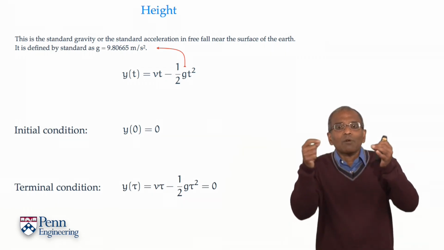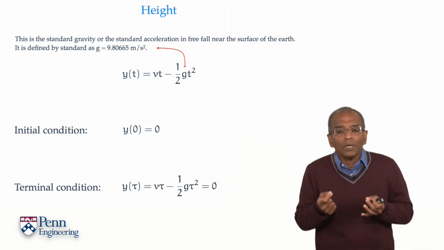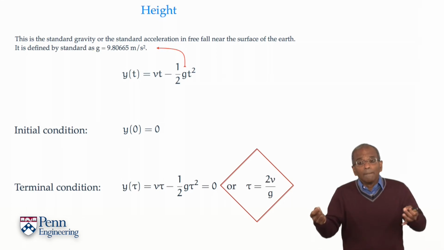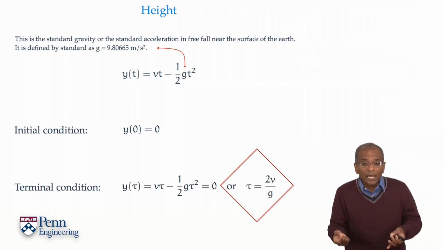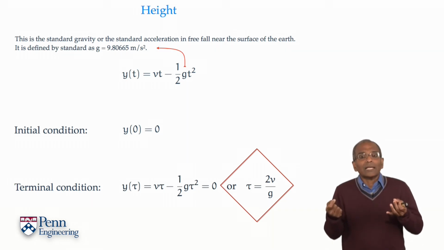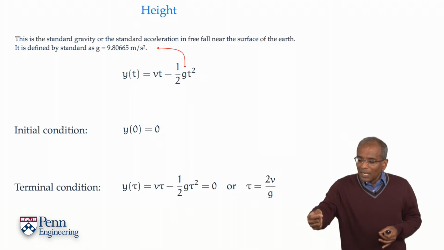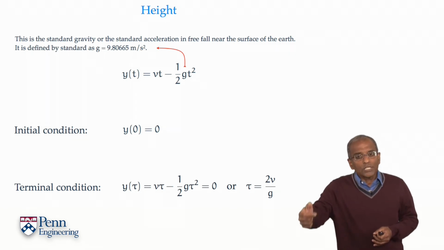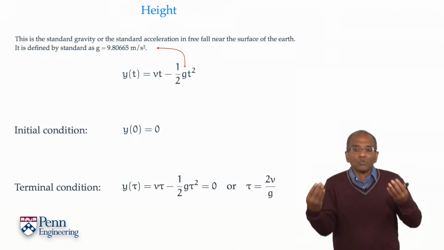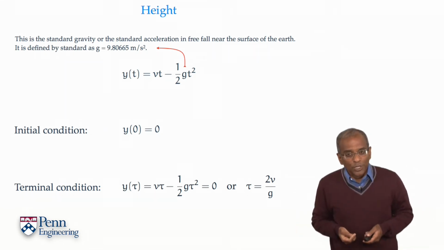But this gives us now a very simple equation that we can solve for the parameter tau. Tau, the termination time, is now completely determined by the initial velocity v and the gravitational acceleration. Tau is exactly 2v over g. So, if I know ahead of time what the velocity is going to be, I can tell you when the experiment will be terminated. The coin will return at time 2v over g.